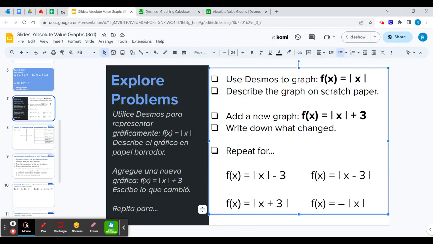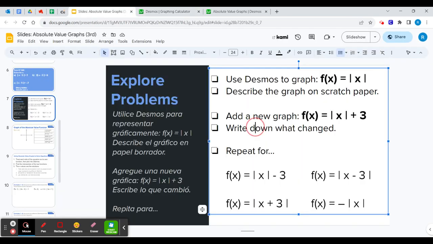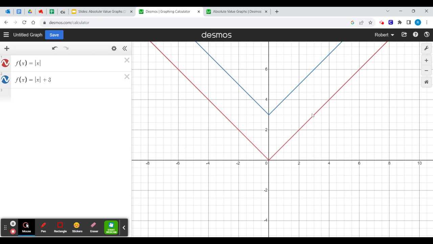But if you go through and add a new graph below it, f of x equals the absolute value of x plus 3, okay? Now I want you to answer what changed. Write down what changed about that graph. And if I'm looking at it, it looks like we shift up 1, 2, 3 locations. So there's something about that placement of that 3 that impacts the shape of our graph. Very similar to what we did with translations, right? Where if we added 3 at the end outside of our parentheses, it shifted the graph up.